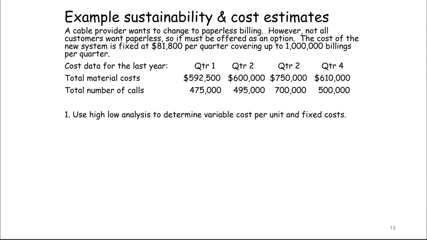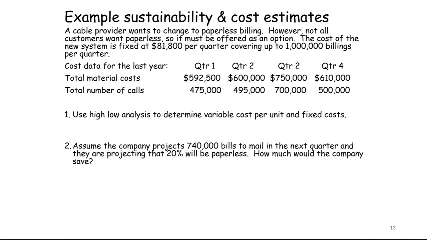All right, so let's take a look at a problem. We have a cable provider, and what they want to do is bring in a new system that's going to increase their fixed cost by $81,800 per quarter, covering up to 1 million billings per quarter. Now, 1 million billings is the relevant range. Here's their cost data for the last year by quarter. So we're going to use high-low analysis to determine the variable and fixed costs.